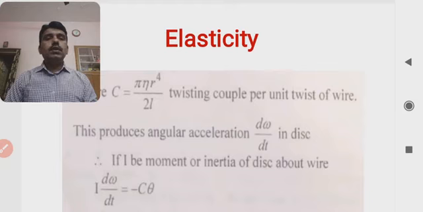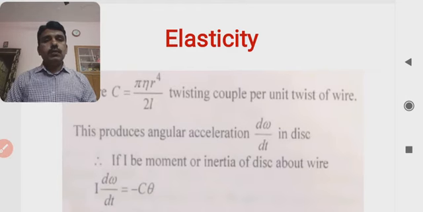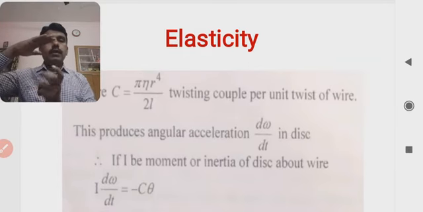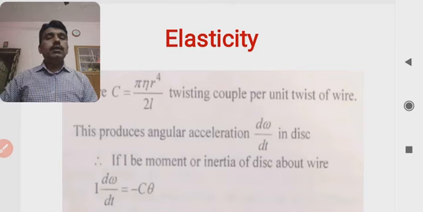It is the twisting couple per unit twist of the wire, and this produces an angular acceleration. Now why do we use the words angular acceleration? Acceleration is nothing but velocity per unit time, that is linear acceleration. But when it is the velocity with respect to time in angular form, then it becomes angular acceleration.